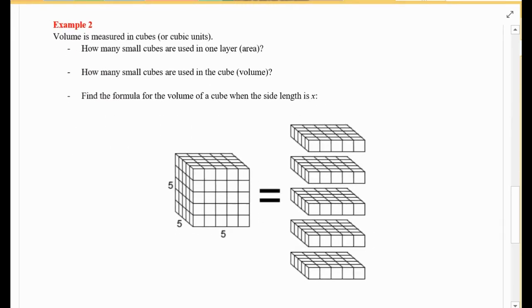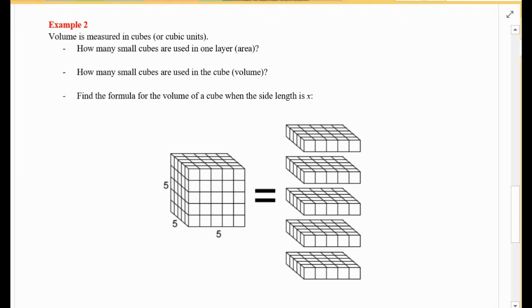Okay, let's move to example 2. Volume is measured in cubes. So everyone, the area was measured in squares. So when you have 5 centimeters times 5 centimeters, that is 5 squared, which is 25 square centimeters. So the unit is square centimeter. So you find the area by squaring 5.